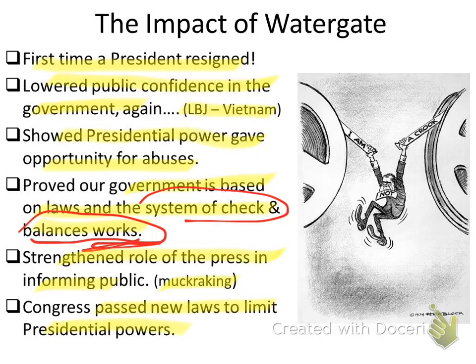So, again, Nixon was a pretty good president, all things considered, if you exclude Watergate. If you take into account Watergate, then again, he was a failed president.